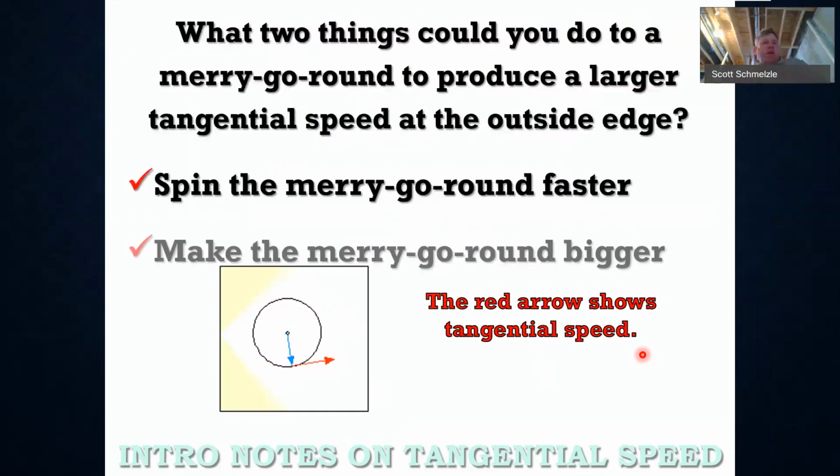The couple ways that we can make this change is spin the merry-go-round faster, right? And then make the merry-go-round bigger. Now, if we spin it faster, that increases our omega, right? If we make the merry-go-round bigger, that increases our radius. So those two become kind of integral parts for us in our problems there, right?